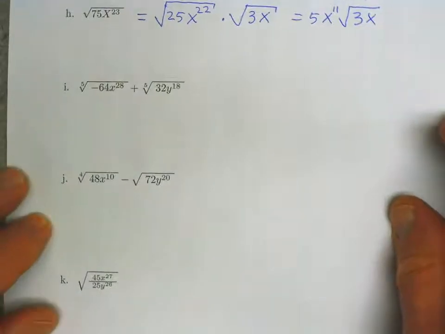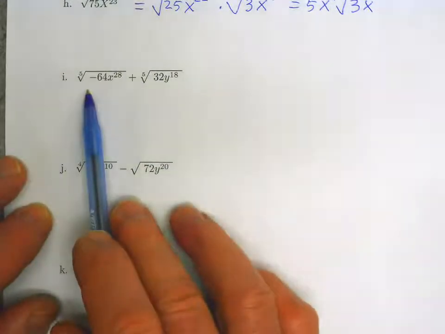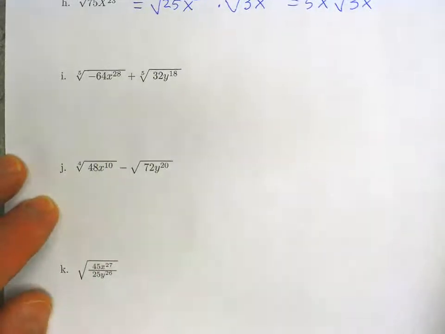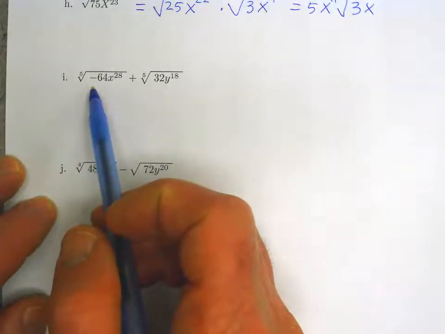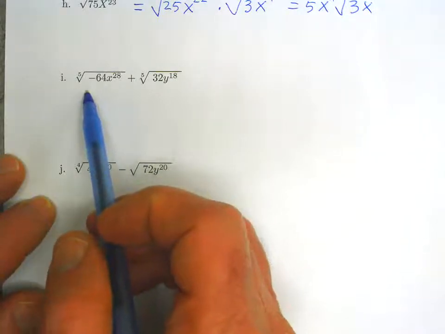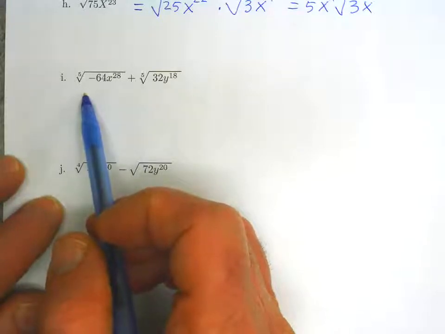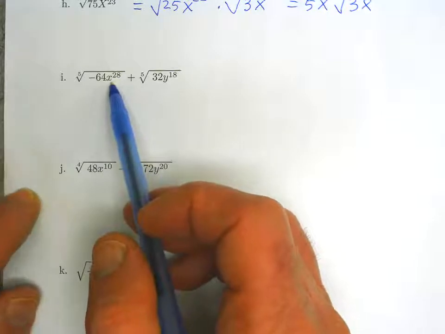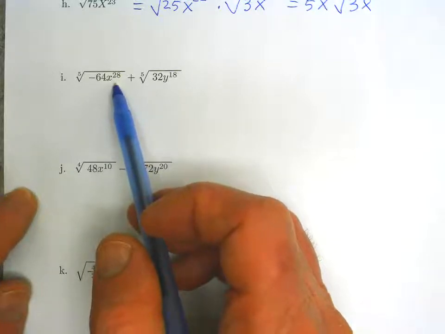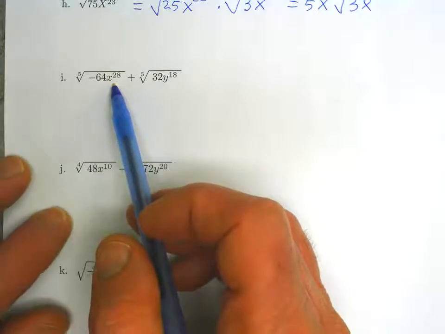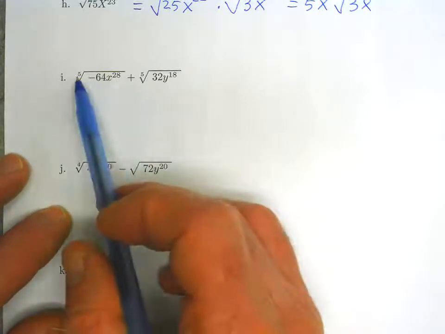Okay, in the next example, the fifth root of negative 64x to the 28th. Well, a factor of negative 64 that's a perfect fifth power is negative 32, because negative 2 to the fifth is negative 32. And then the largest factor of x to the 28th that is a perfect fifth power is x to the 25th, because 25 is a multiple of 5.